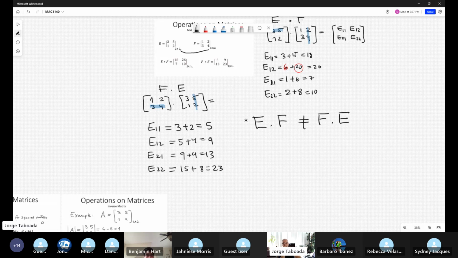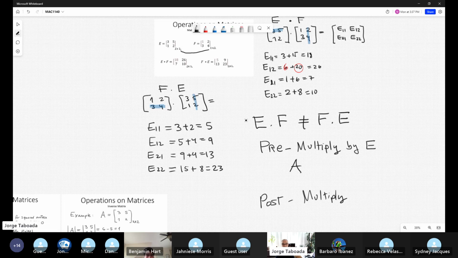So now, to avoid any mistake, you need a specification. Do you pre-multiply or do you post-multiply? What does that mean? Suppose you have a matrix A and you pre-multiply by one matrix, I call it E. Pre-multiply by E. Now, pre indicates before. This is pre-multiply.